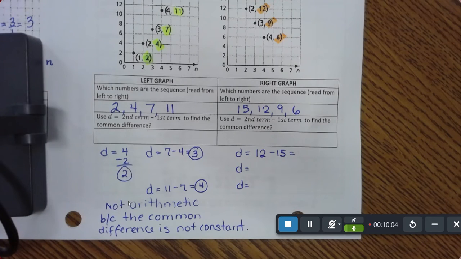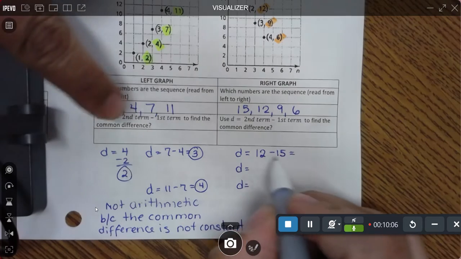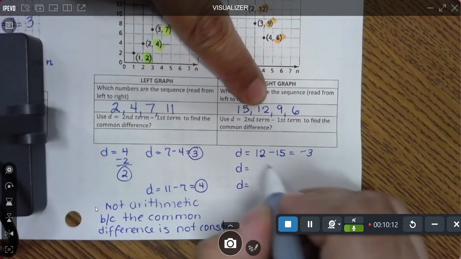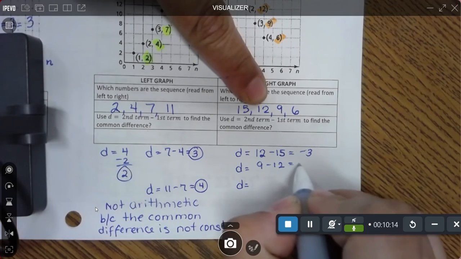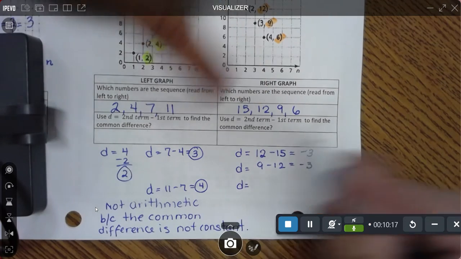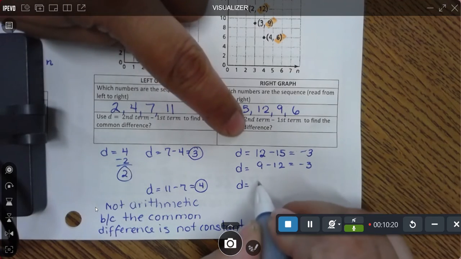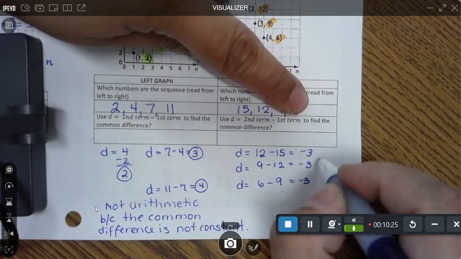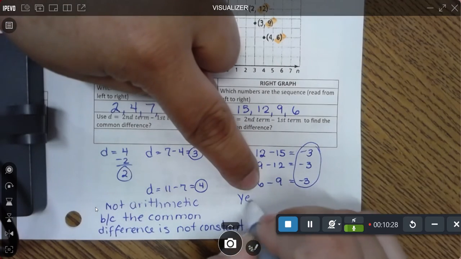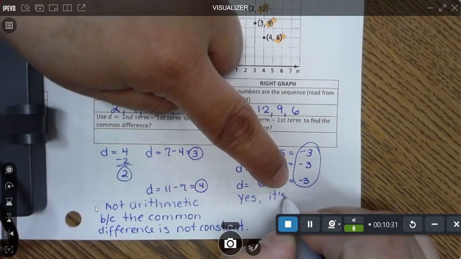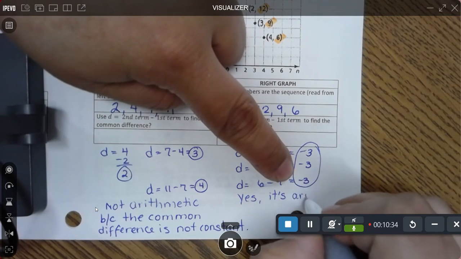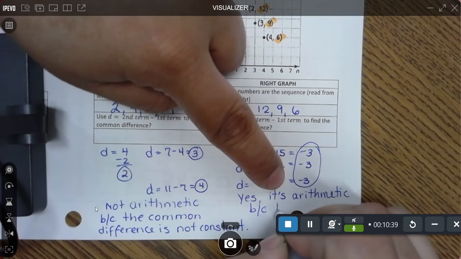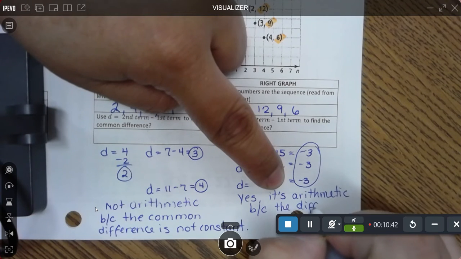All right, so you did 12 minus 15 is how much? Negative 3. And then 9 minus 12. Negative 3. And the order matters, right? Because if you put them in the other order, you're going to mess up the sign. And 6 minus 9. So is this arithmetic? So yes, it's arithmetic. The difference is constant.